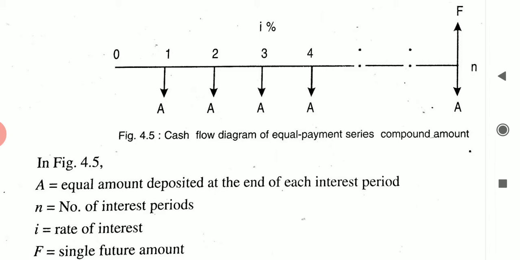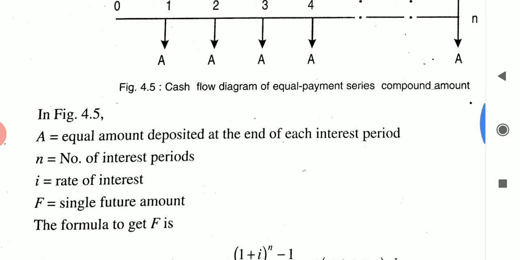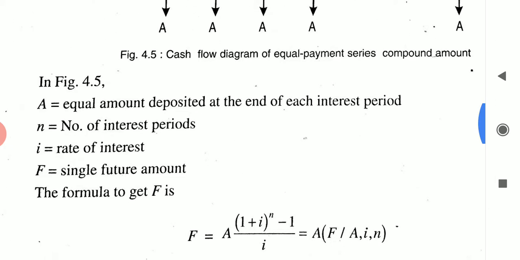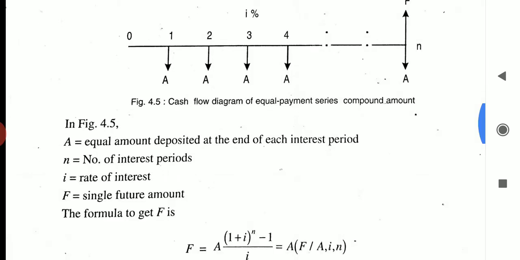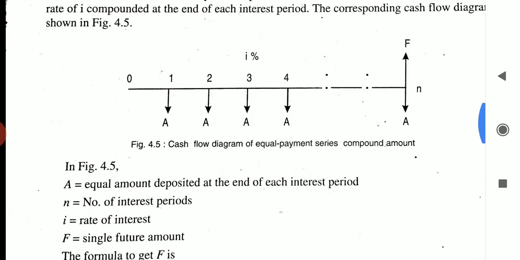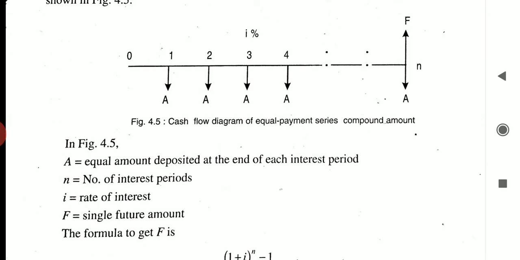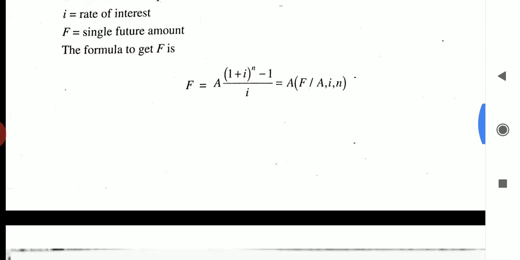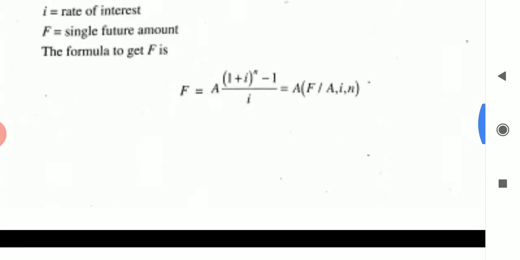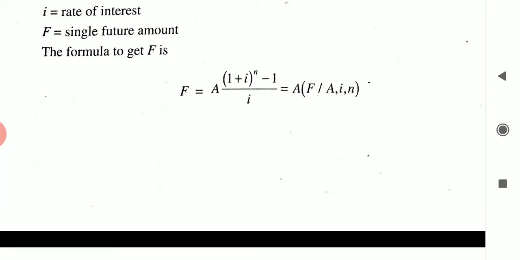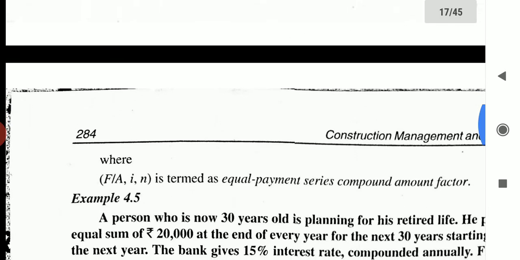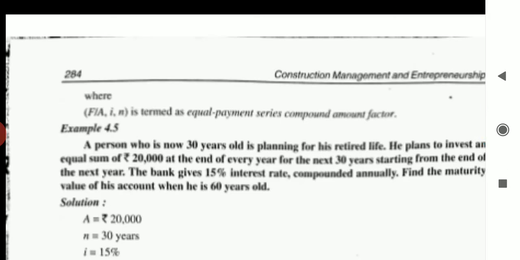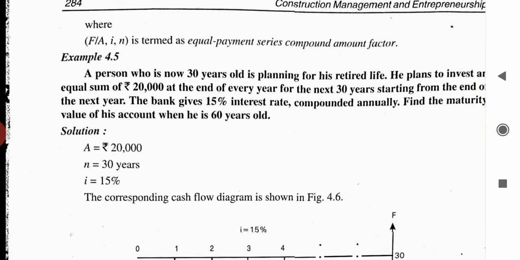N is the number of interest periods. Okay, I is the rate of interest, F is the single future amount. Okay, if we deposit some equal amount, we will get the single future amount. Okay, and the formula is F equal to A of (1 plus I) raised to n minus 1 divided by I, and by using this formula we will calculate one problem.